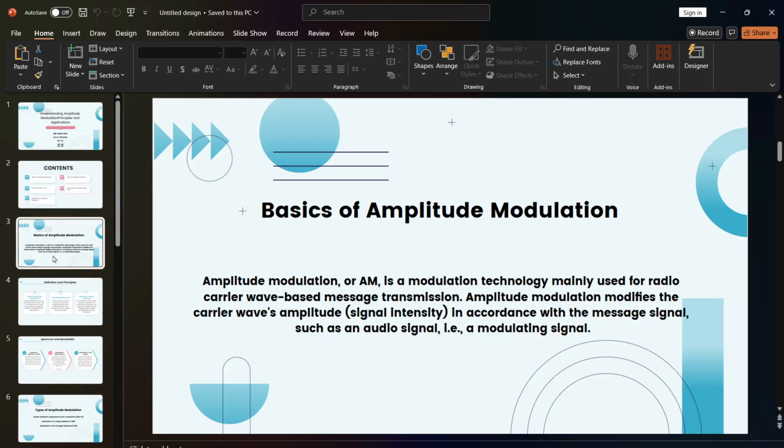As we know, amplitude modulation, or AM, is a technology which consists of lower band, upper band, and carriers. Also, we will come across a term known as frequency. There are two types of modulation: amplitude and frequency. But today, my topic is amplitude. Amplitude modulation modifies the carrier wave's amplitude, that is the signal intensity, in accordance with the message signal, such as an audio signal, that is the modulating signal.